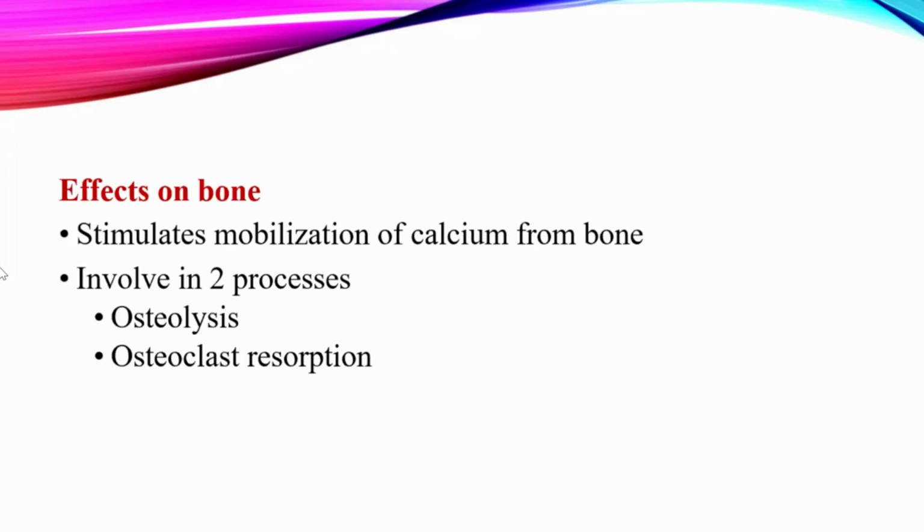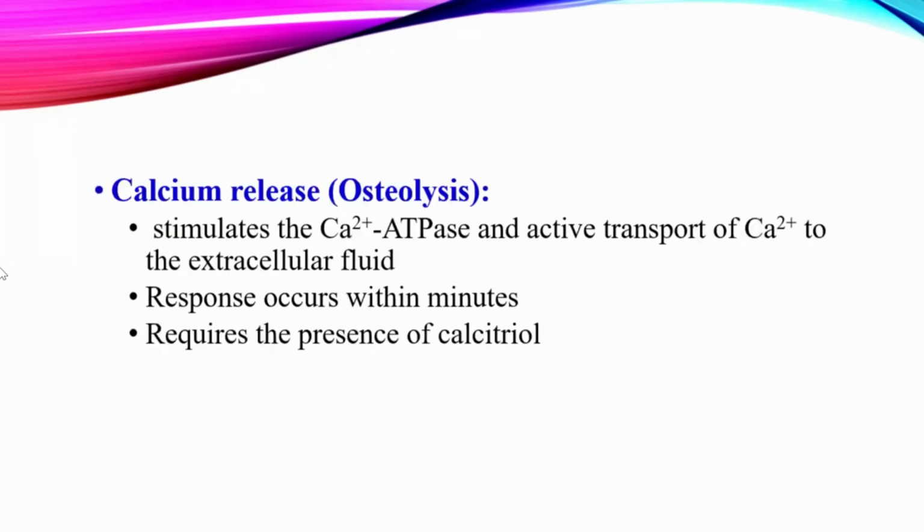Generally, in bone two types of cells are there: osteoblastic cells and osteoclastic cells. The osteoblast is involved in the mineralization of bone, that is, the formation of bone and deposition of minerals over the bone. And the osteoclast causes demineralization of bone. The release of calcium is called osteolysis.